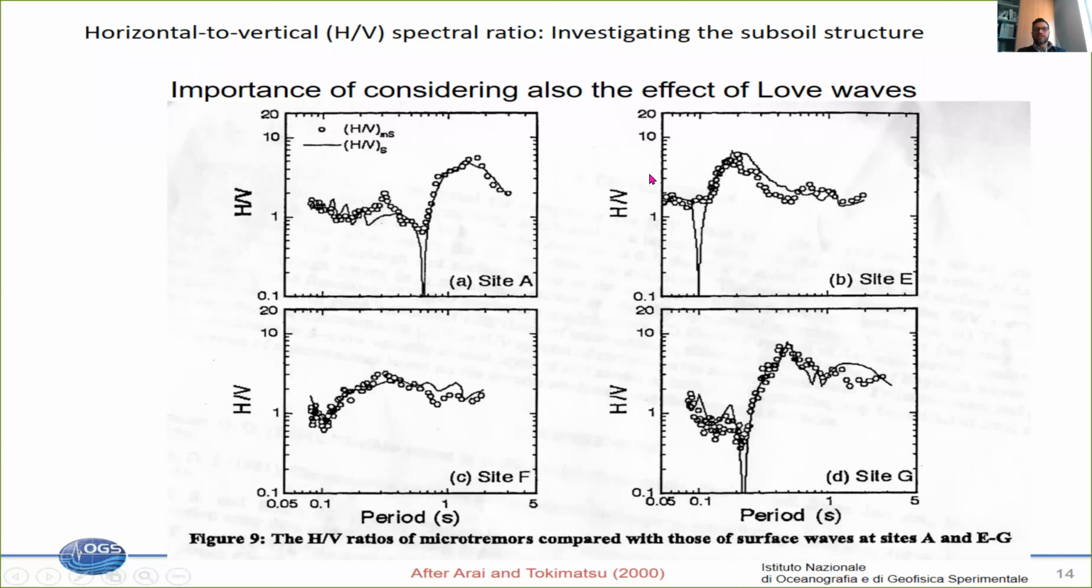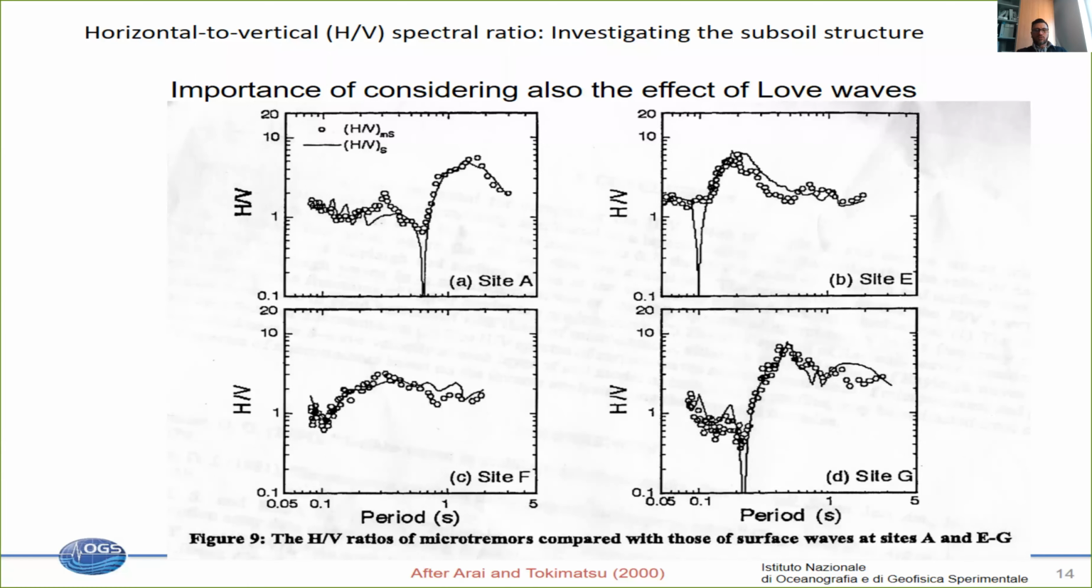If we want to get even closer, we can also include the effect of Love waves, because we cannot exclude, like we said yesterday, that in the full wave field we also have a contribution of Love waves. So you see that when we include also the Love waves, the H over V at the fourth site, here I am reporting, before we were looking only at site A and site G, the fit of the theoretical H over V curve with respect to the observed data increases even more.